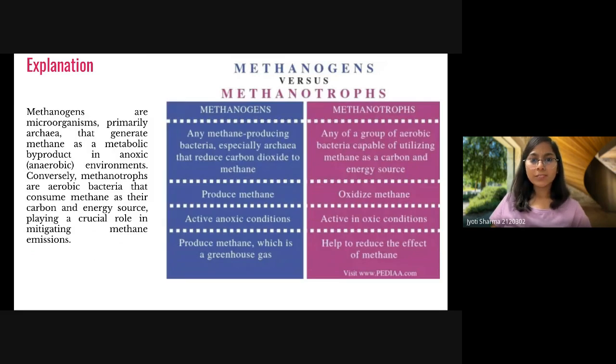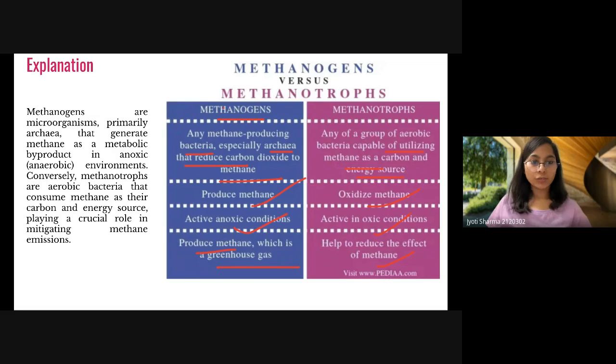So you can see methanogen versus methanotropes. Under methanogens, any methane producing bacteria, especially archaea, that reduce carbon dioxide to methane. And methanotropes are any group of aerobic bacteria that are capable of utilizing methane as the carbon and the energy source. So they are producing methane and they are utilizing methane. And it will be under anaerobic condition, and this will be under aerobic condition. And this will produce methane, and methane is the greenhouse gas. And this will reduce the effect of methane because they are consuming the methane, right?